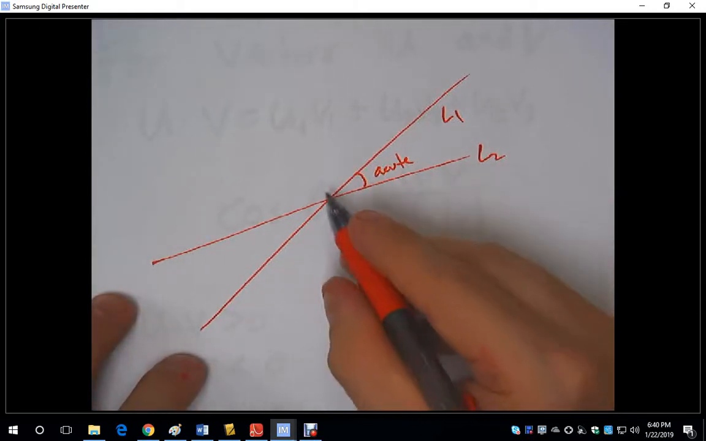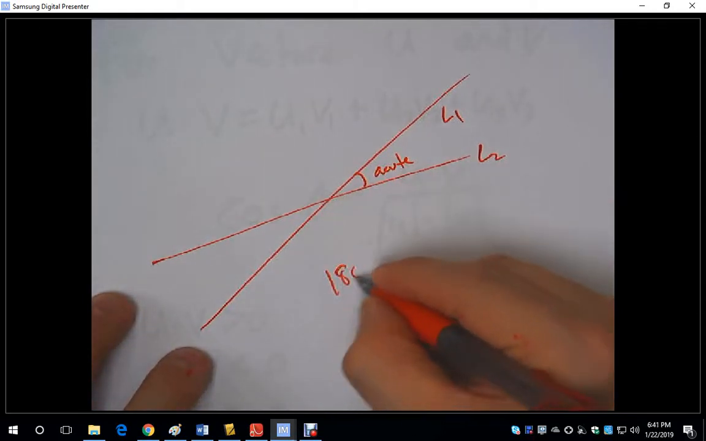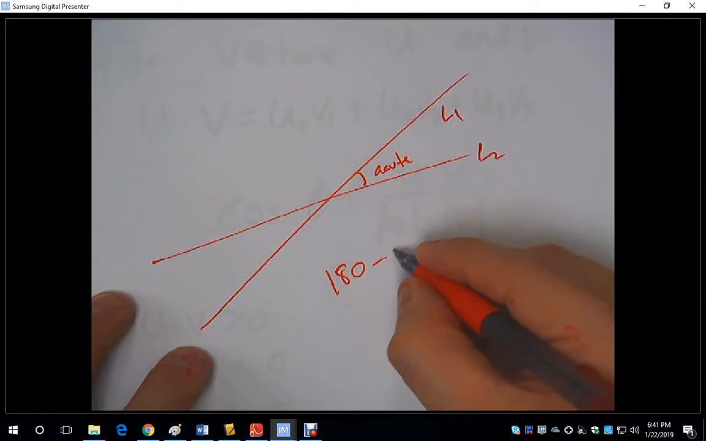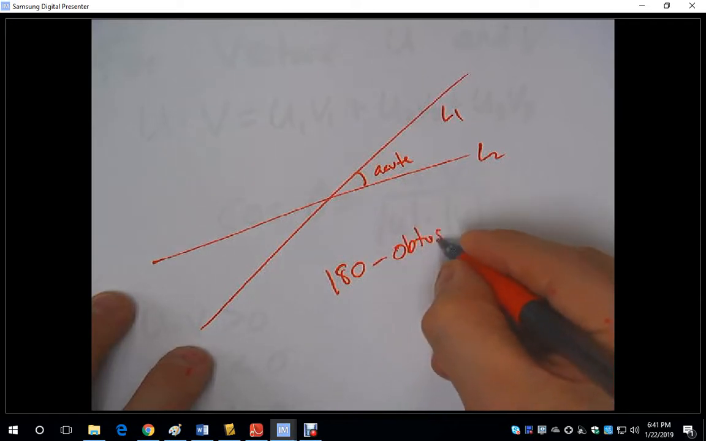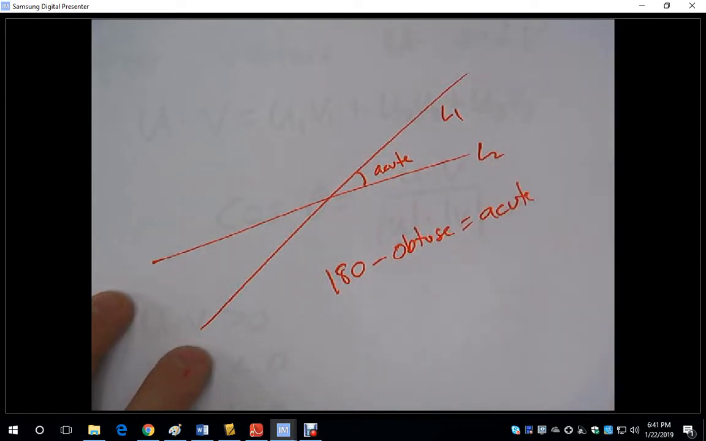So if you ever find the obtuse angle, then you're going to take 180 degrees and subtract the obtuse angle, and that will give us the acute angle.